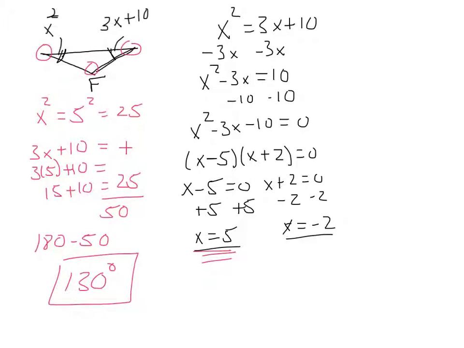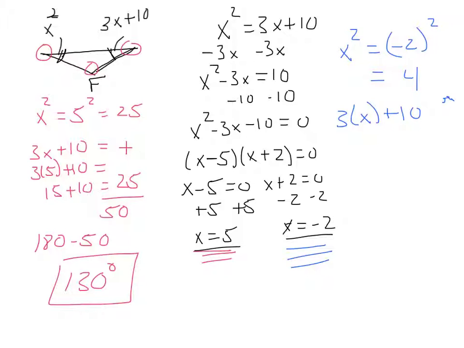So that's one possibility. The other possibility is that x equals negative 2. So x squared is, now you got to be careful here, negative 2 squared is positive 4. Then I do 3 times x plus 10. Well, 3 times negative 2 plus 10 is negative 6 plus 10, which is also 4.